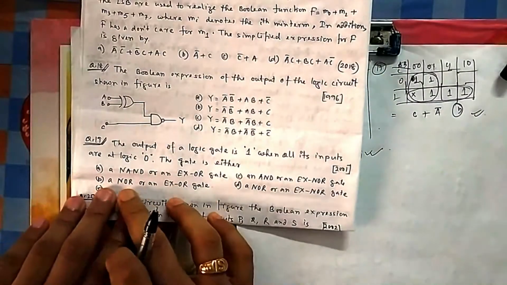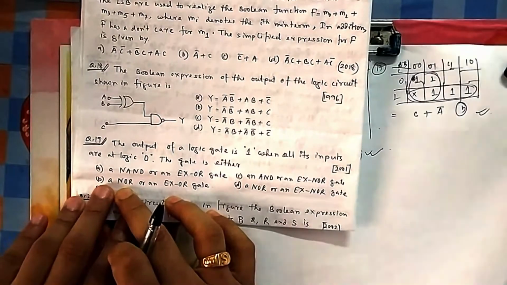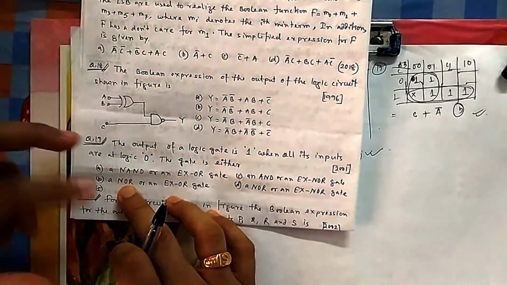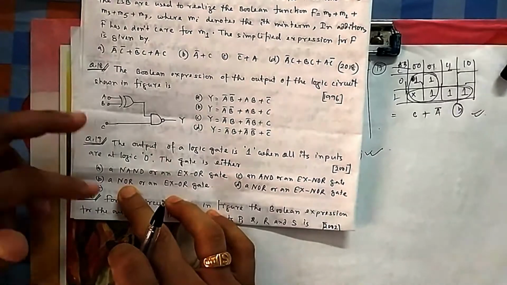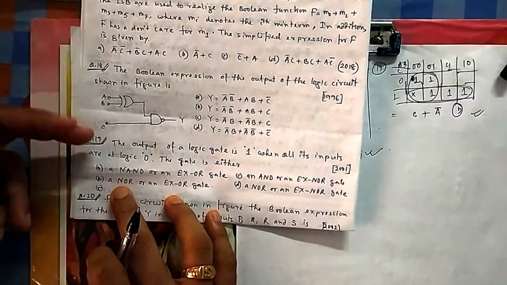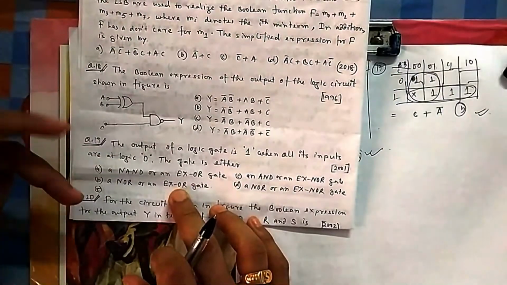Now if you come to B, NOR. NOR means the reverse of OR, which means sum. So it is 0 plus 0, which is 0. The inverse of 0 is 1. Okay, NOR is giving me 1. But again, XOR will not give me 1. So B is not an answer.